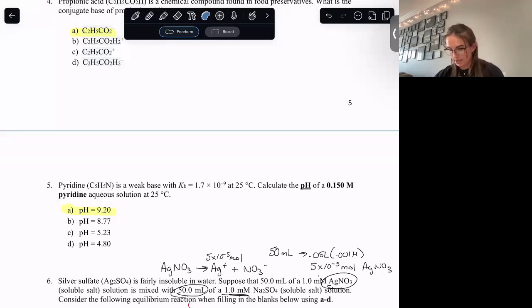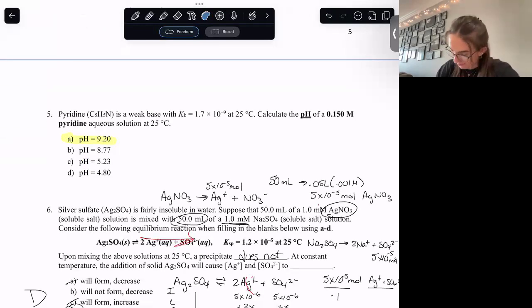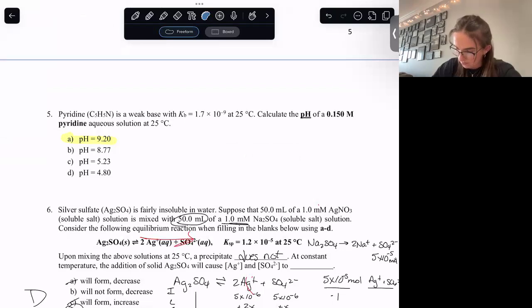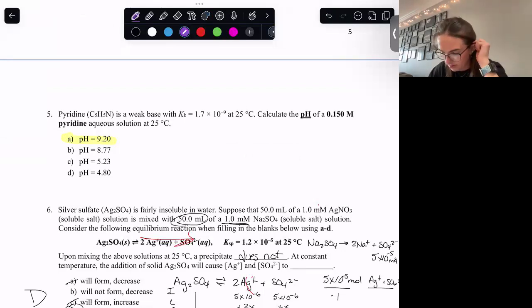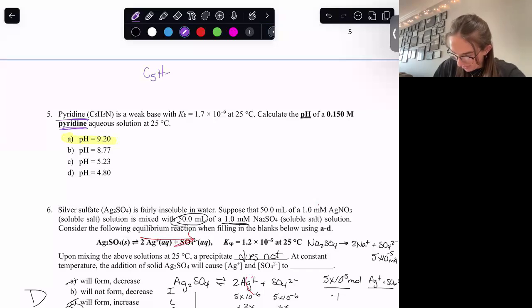All right, so when we look at question 5, question 5 reads that pyridine, C5H5N, is a weak base with Kb 1.7 times 10 to the negative 9. Calculate the pH of a 0.15 molar pyridine aqueous solution. So the main point here is that you are given pyridine and you're asked for a pyridine aqueous solution, which means that is your starting material on the left-hand side of your equation or of your ice table. So you have C5H5N, and that's going to be in solution, which means that we're putting it with water.